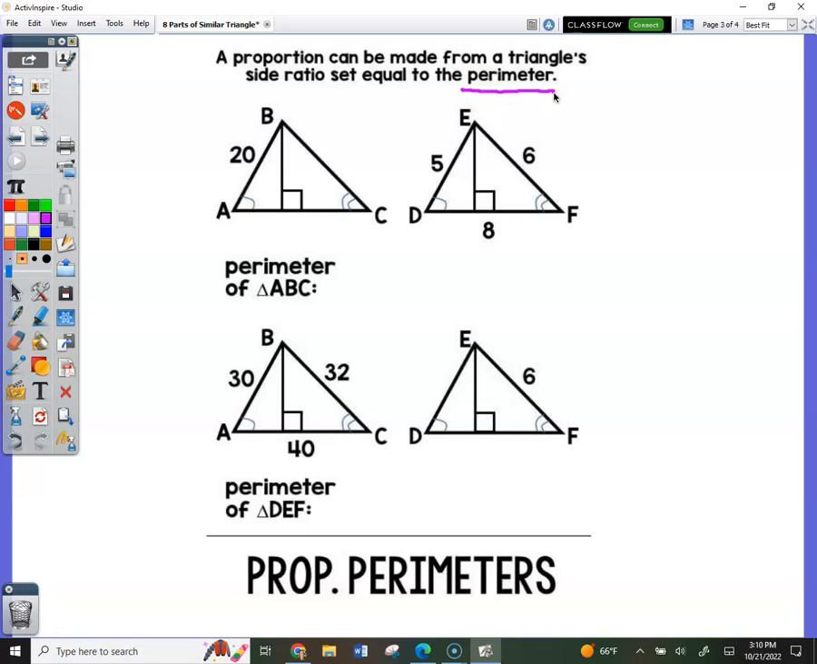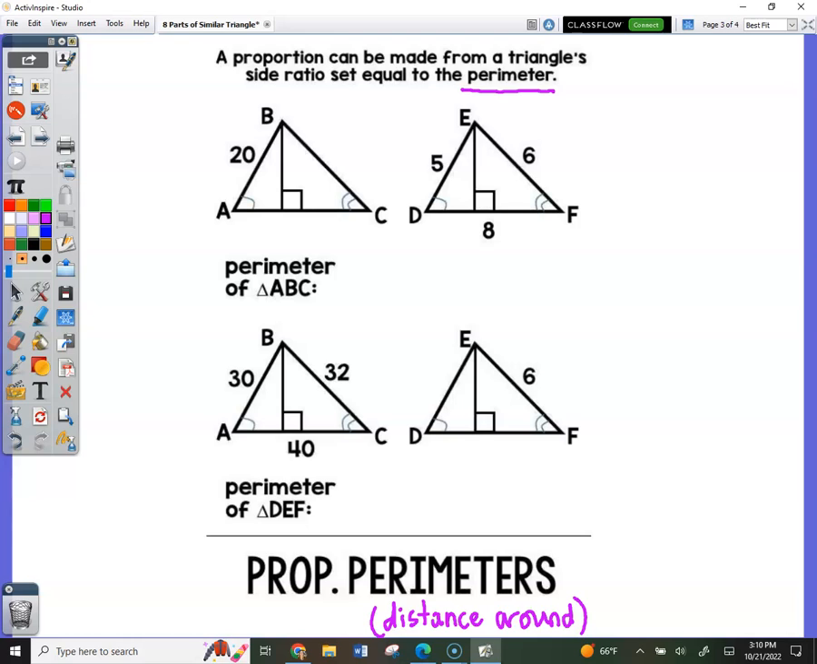involves perimeter. Do you remember what perimeter means? It is the distance around. The perimeter is the distance around. You can use scale factor to find a missing perimeter.